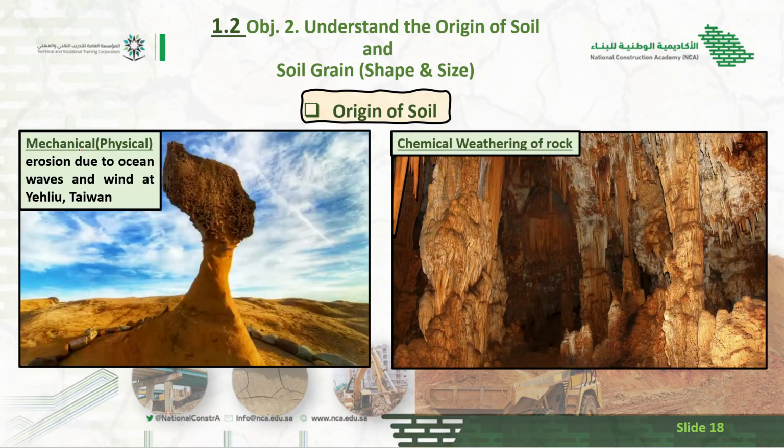So you can see this is the mechanical or physical erosion due to ocean waves and other winds. So it is by means of winds, and this is the erosion by weathering.